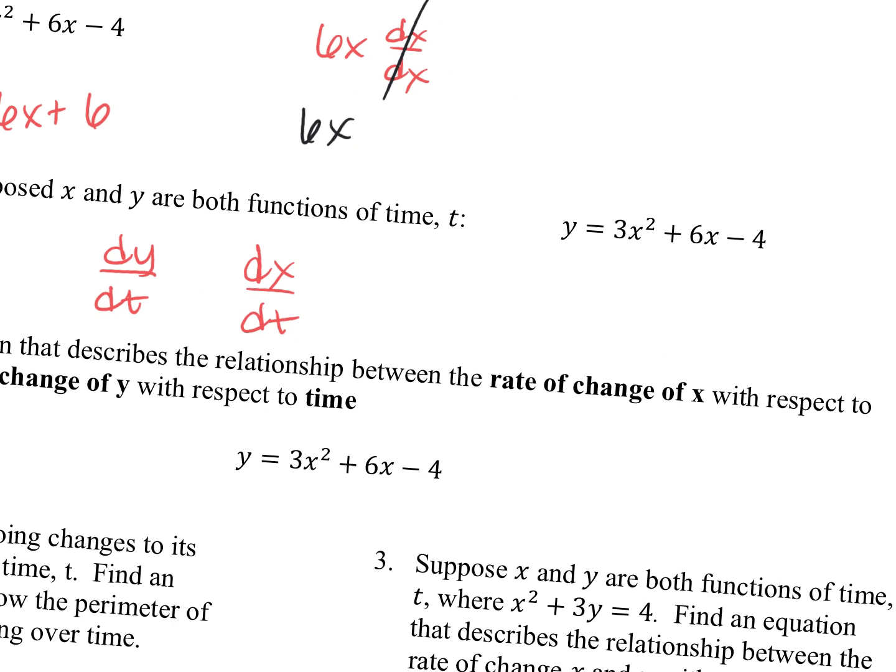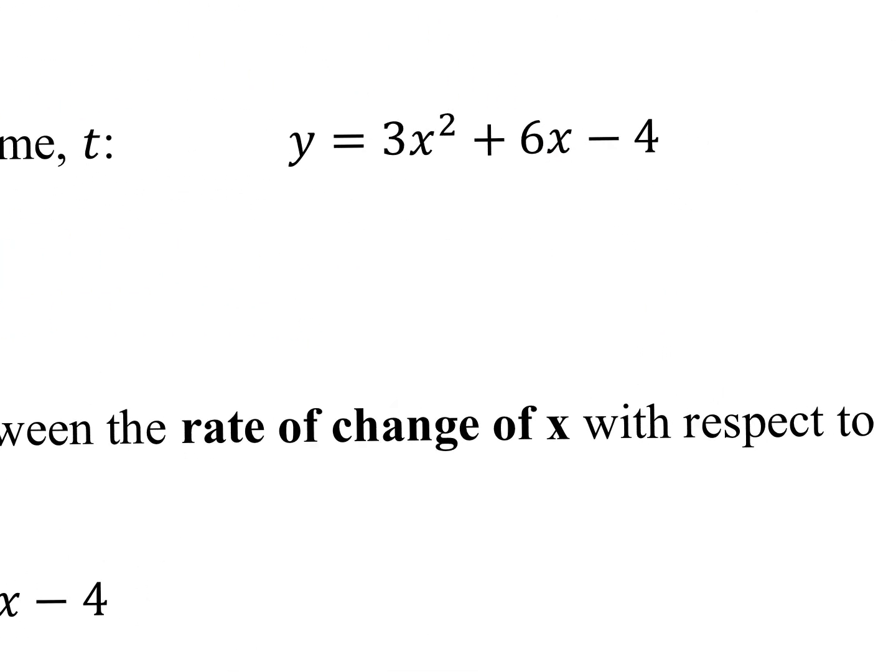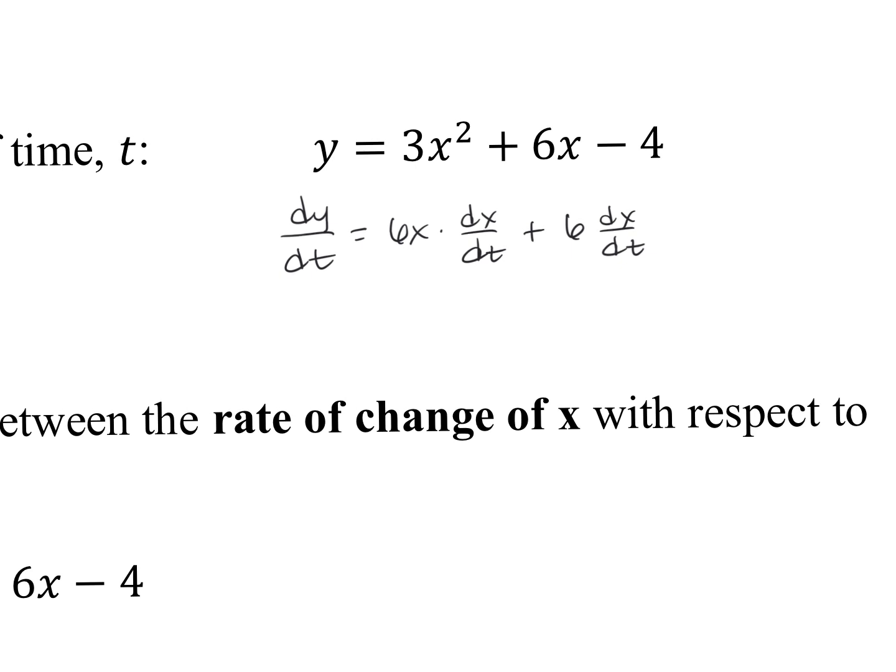So as we go attack this one over here, the derivative of y would be dy dt now. This is funky because we're talking about rates over time. The derivative of 3x squared, still 6x dx dt. And the derivative of 6x is still 6 dx dt. Okay? So that's a nuisance.